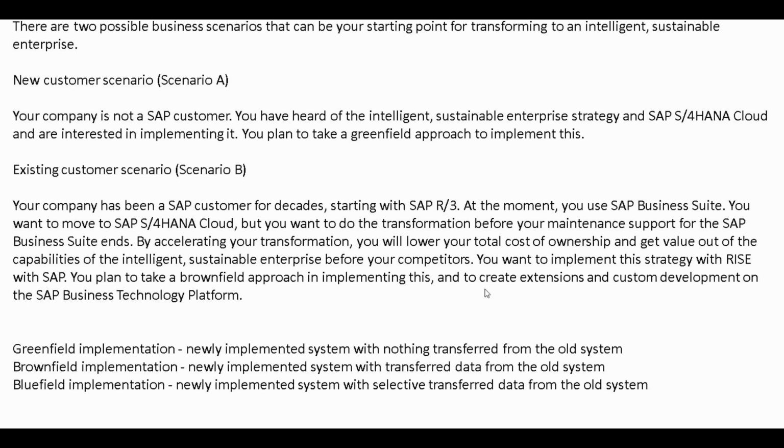or there is also another term you come across called Bluefield implementations. Some people are asking me, I'm hearing about this Bluefield implementation. What exactly is the meaning of that Bluefield implementation?